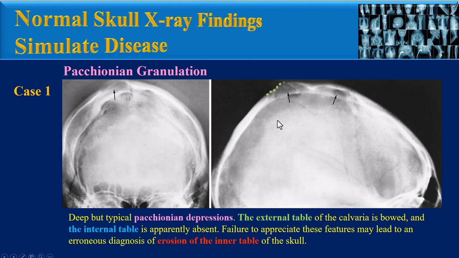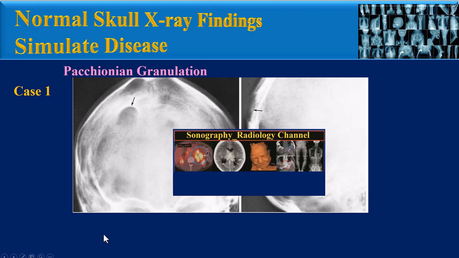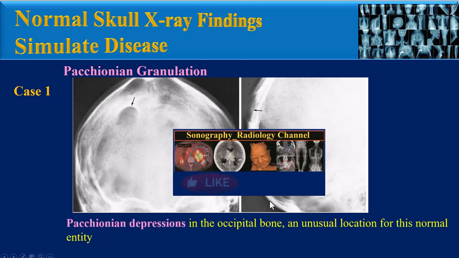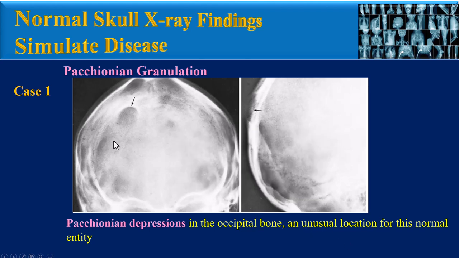The external table of the calvaria is bowed and the internal table is apparently absent. Failure to appreciate these features may lead to an erroneous diagnosis of erosion of the inner table of the skull. Another example, here we can see Pacchionian depressions in an unusual location for this normal entity.